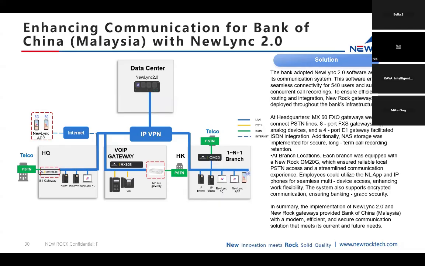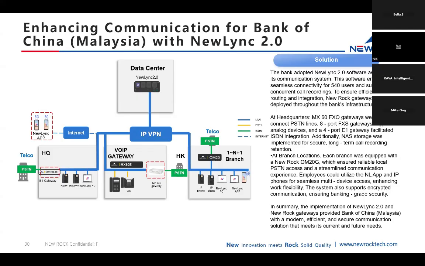So this is New Link 2.0 installed at the data center, including call recording features for 540 users and 70 concurrent call recordings. The HQ includes an MX60 FXO gateway connected to the PSTN line, the MX8G FXS gateway for analog devices, and an OM1000TE connected to the ISDN line. Some of the FXO and FXS lines connect to their other branches, one to Hong Kong and another to the China branch. They make internal extension calls through the FXO or FXS lines.